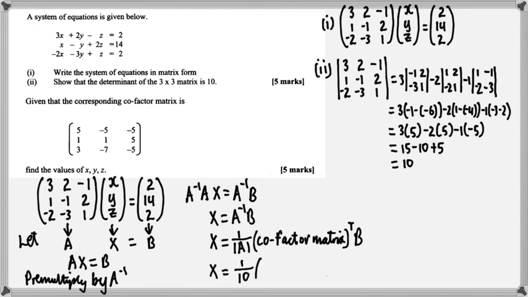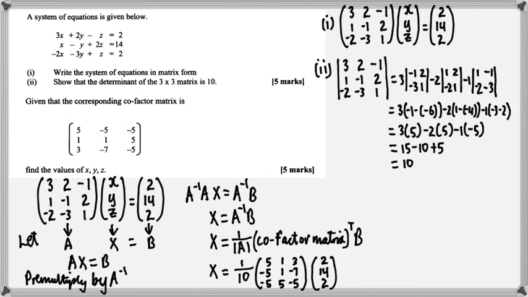So we know the determinant is 10, and the cofactor matrix transposed is basically you taking this and changing the rows to columns. You notice this row here will change to a column here. And this row again, change to a column. Just pause the video and take note of that. Row here, turn to a column. That's how you transpose the cofactor matrix.